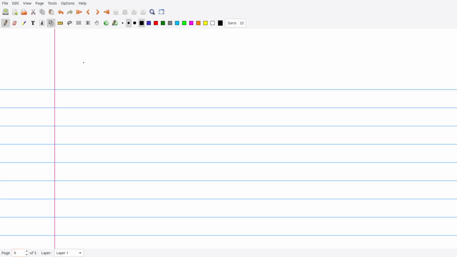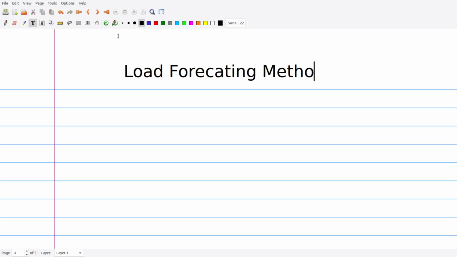So we'll start with different methods which are required for this load forecasting. I will name this load forecasting methods. We'll see these different techniques or mathematical approaches for load forecasting.